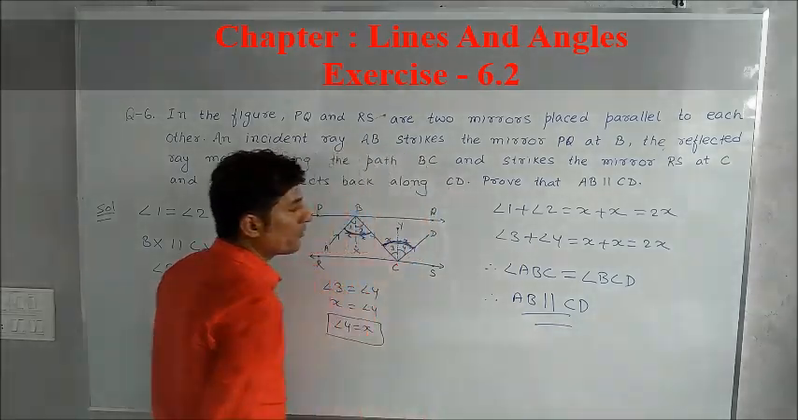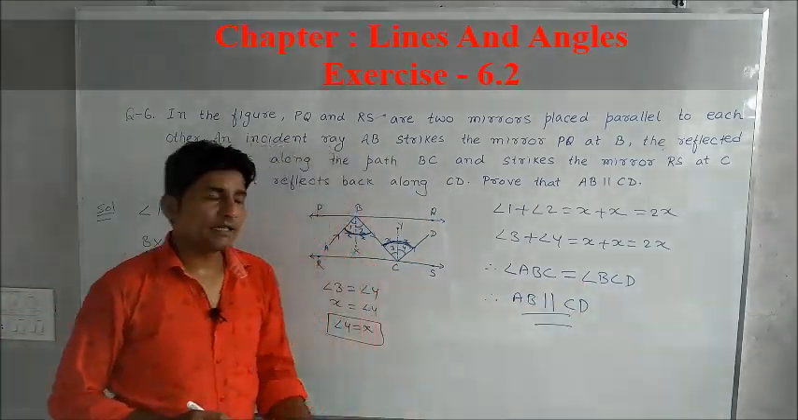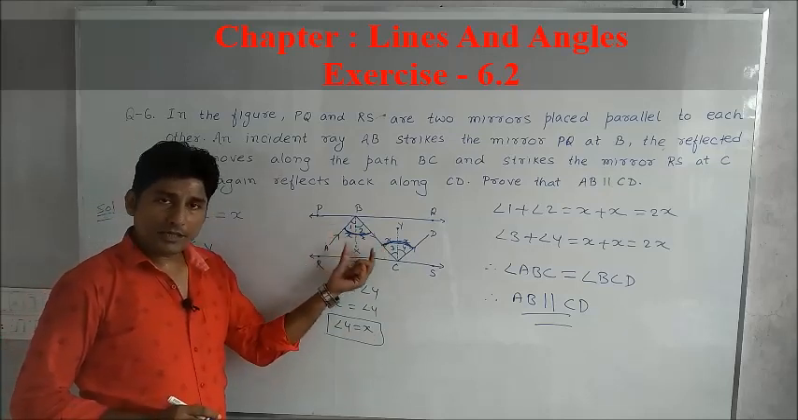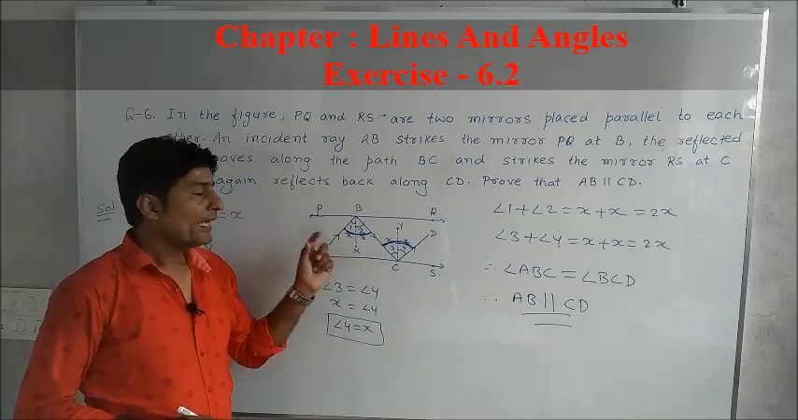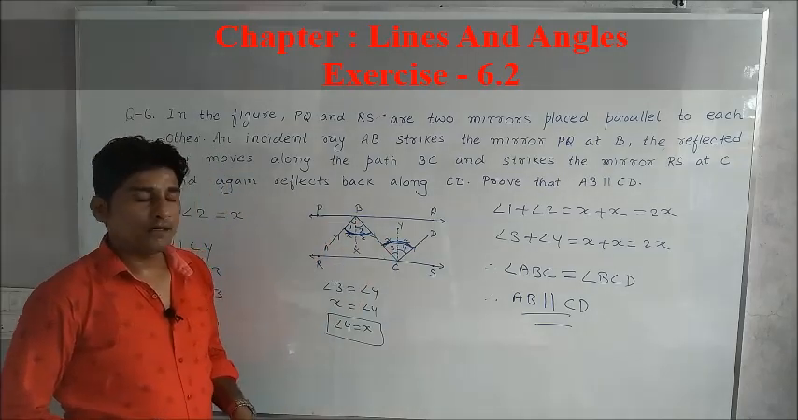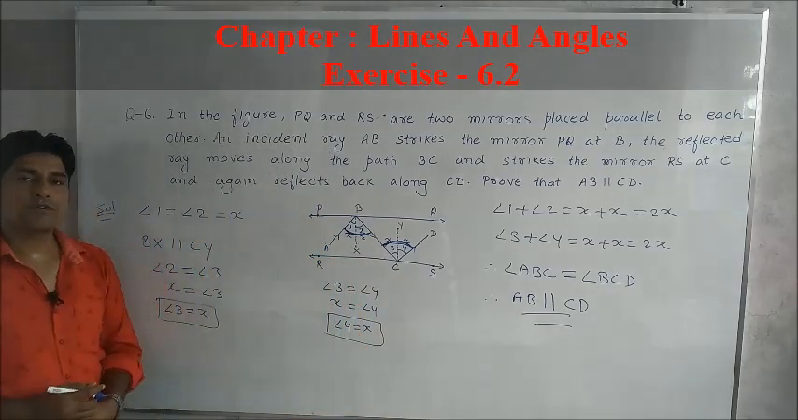So this is true. Once again I am repeating here, since ABC and BCD are a pair of alternate interior angles, and a pair of alternate interior angles are equal, hence the lines are parallel. So I have written here AB is parallel to CD. So this is the complete solution of this question.